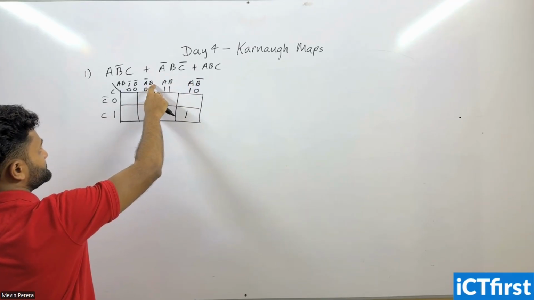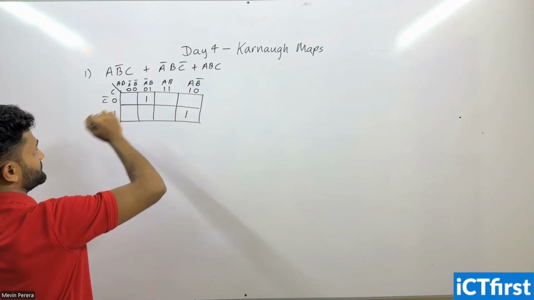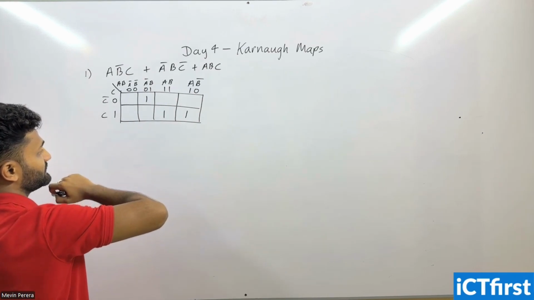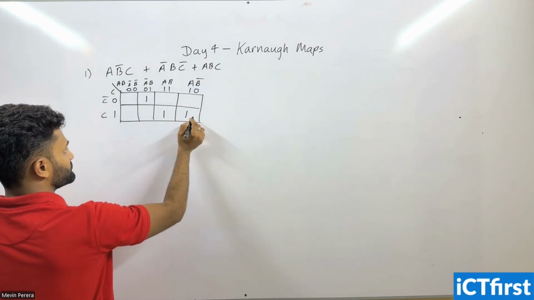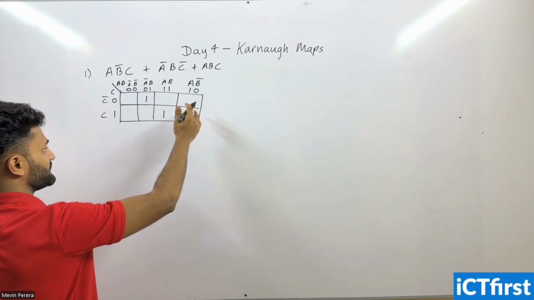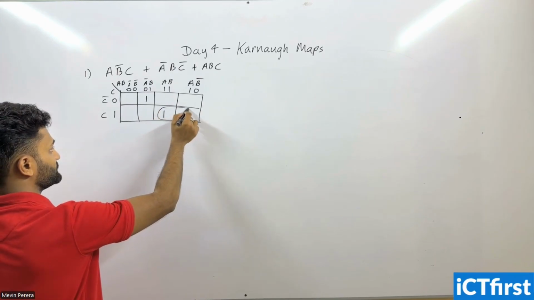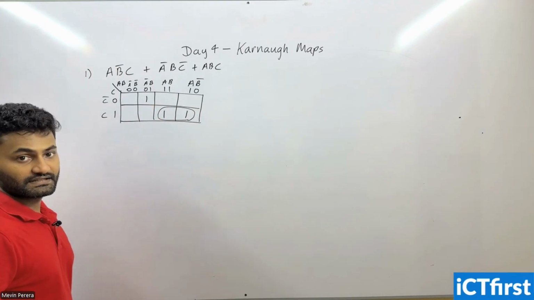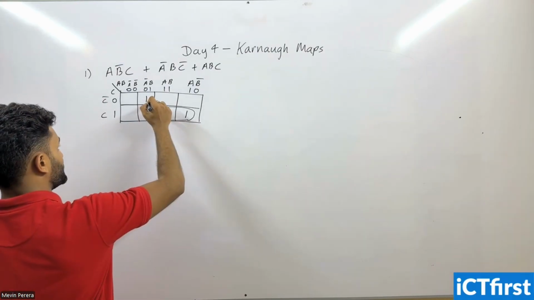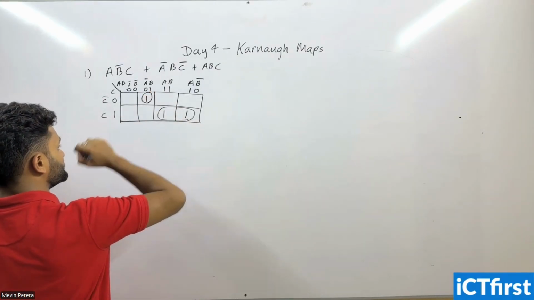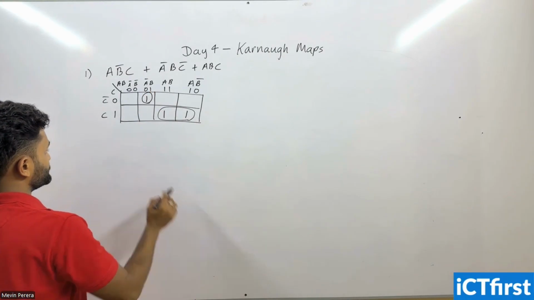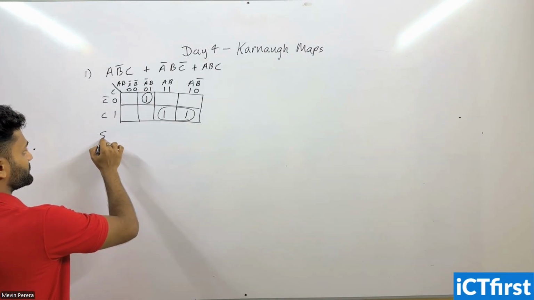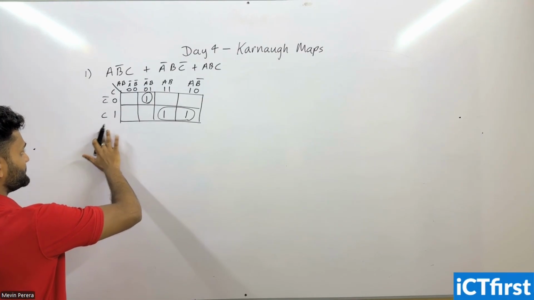A bar, B, C bar. This one. A, B, C. Right? So, what are the groups that I can create? So, this is one group. Now, this one, of course, I cannot join it diagonally. So that is a single group. Okay. So, the simplified expression is, so this is the SOP.